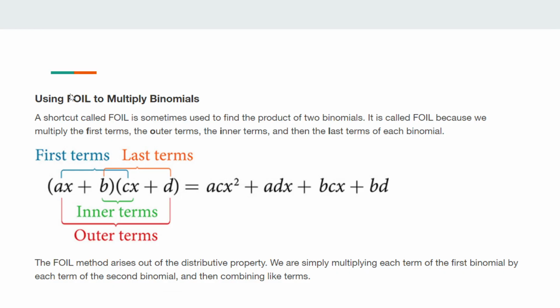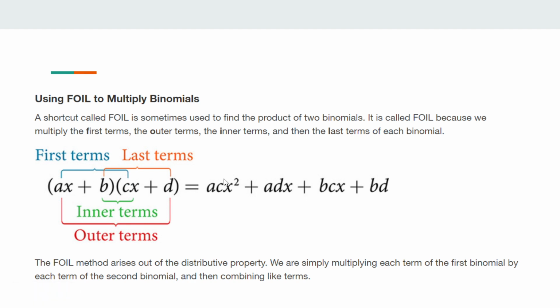Next, we can also use FOIL to multiply binomials. A shortcut called FOIL is sometimes used to find the product of two binomials. This is called FOIL because we multiply the first term, the outer term, the inner term, and then the last term of each binomial.